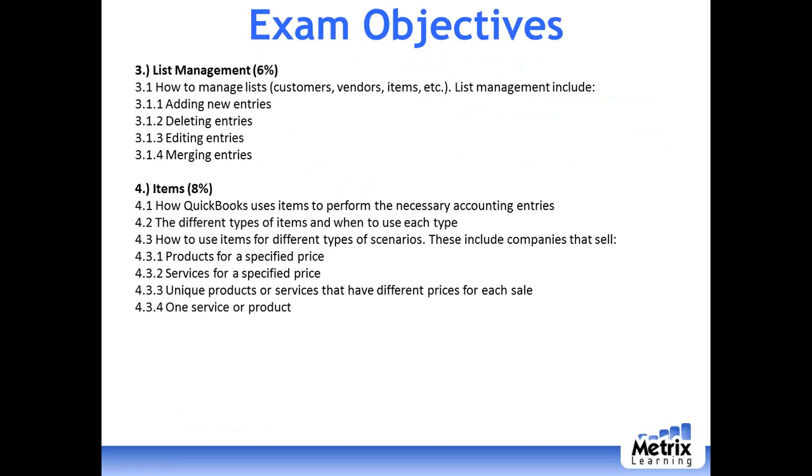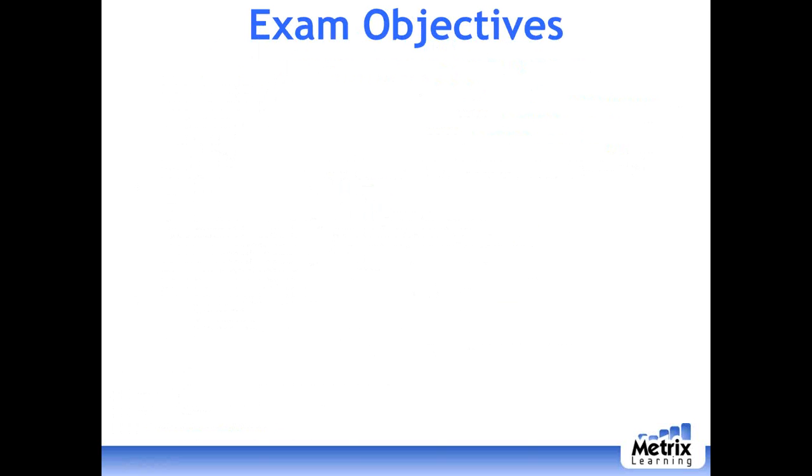How to use items for different types of scenarios, which includes companies that sell products for a specified price, services for a specified price, unique products or services that have different prices for each sale, and one product or service. So the difference between inventory parts, non-inventory parts, and inventory assembly.